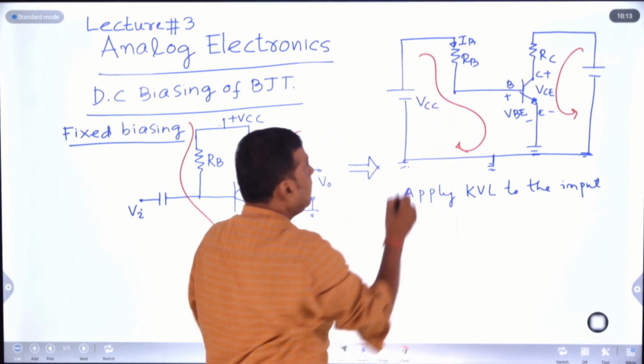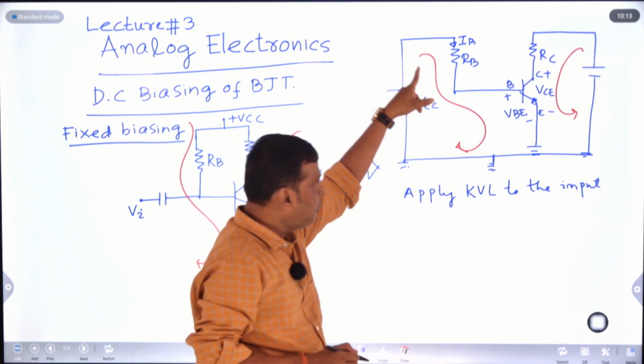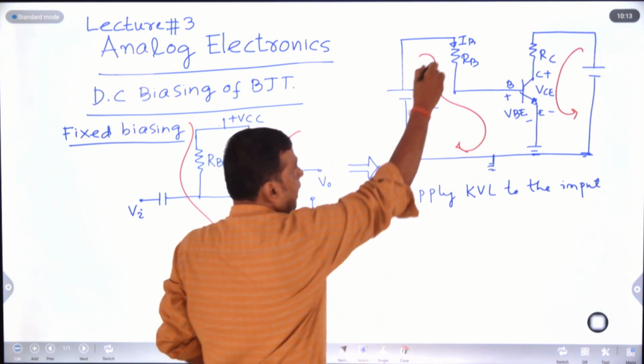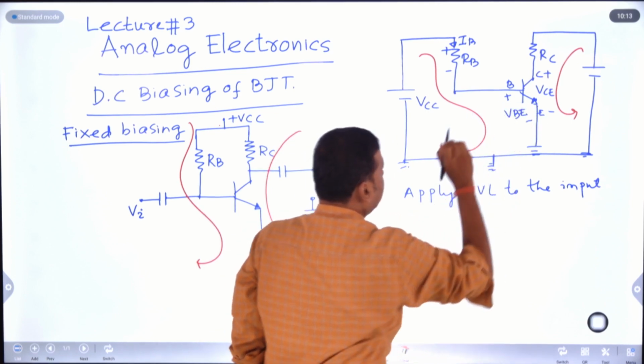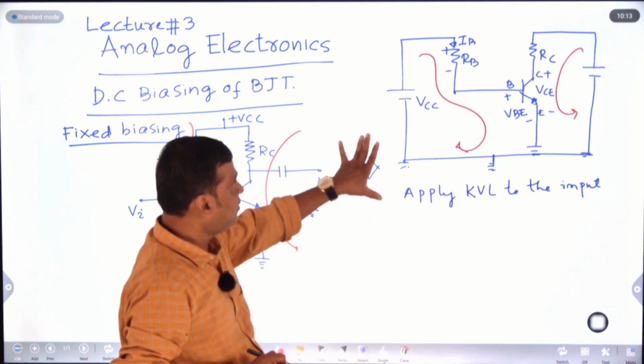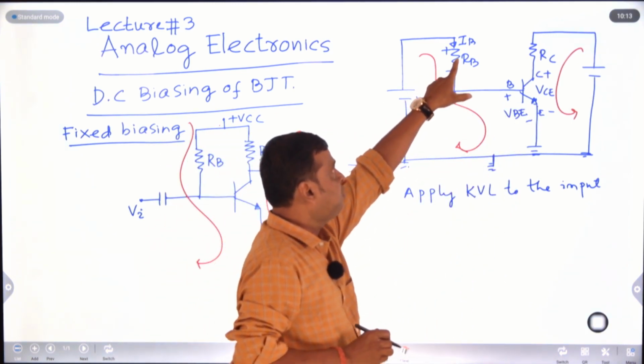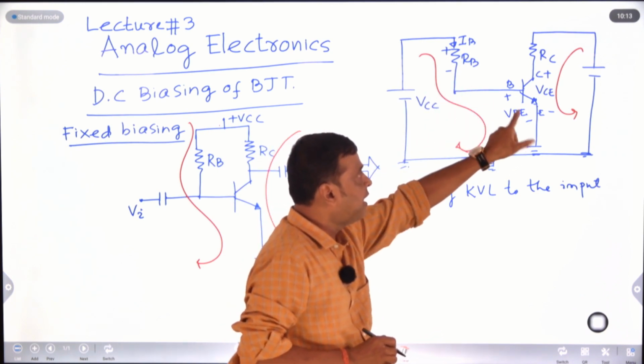Here is the plus terminal and this is your minus terminal. The current flows through like this. This is your IB, this is your incoming and this is your outgoing. Similarly, this is your plus, this is your minus. So there are three things: one is your VCC, another is your IBRB, and there is your VB.